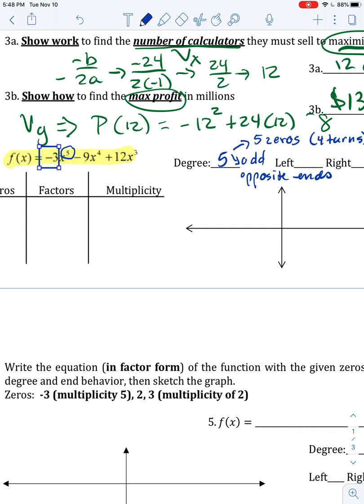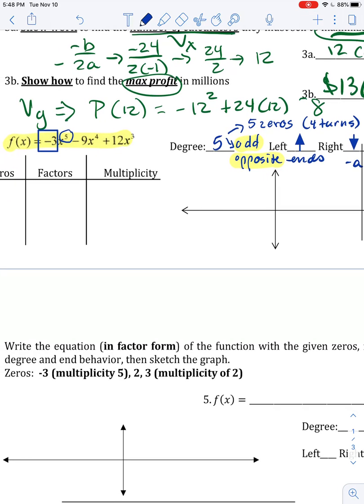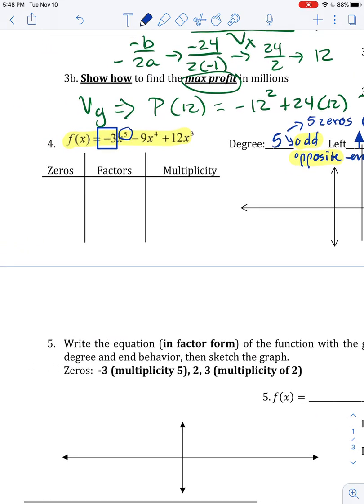How do I know? By looking at this number. My A value is negative. With a negative A, that tells me the right end is going to go down. And because these are opposites, since it was an odd degree, I know that the left end has to do the opposite thing, so it's going to go up. Wow. Thank you, Notability. Okay.